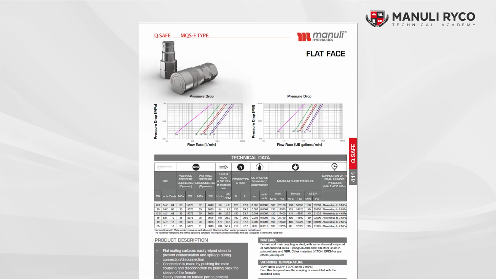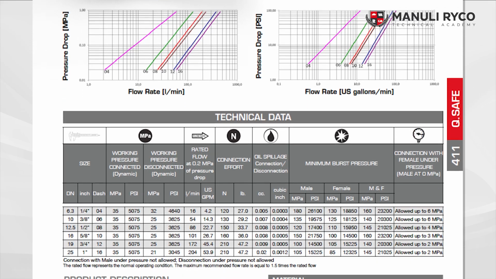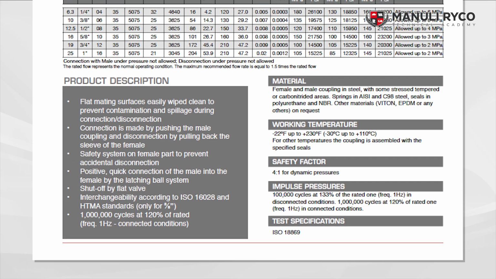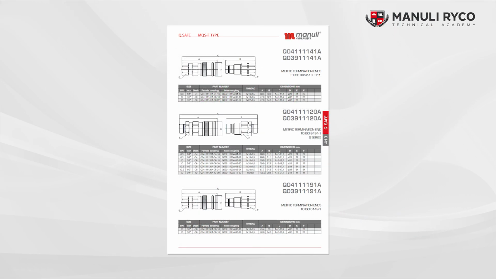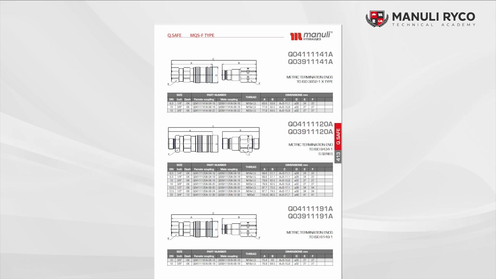The first page in any section is a datasheet which provides information regarding pressure ratings, materials, pressure drop graphs, etc. for each size of coupling available in that specific range. The following pages contain the individual variants of the coupling, arranged according to the termination end type. The critical dimensions are provided in the tables, as well as the associated male and female part numbers for ordering.